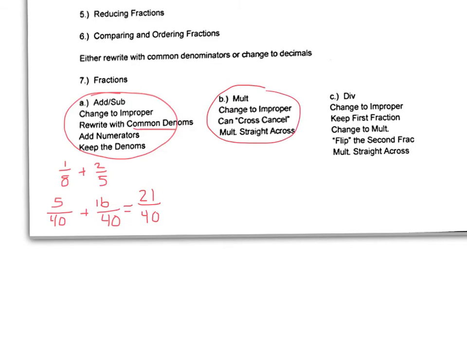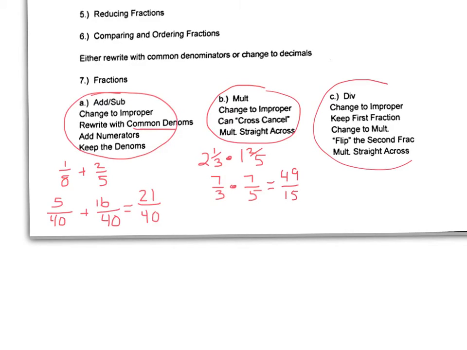Multiplying. You don't need a common denominator. You do have to change mixed to improper. So 2 1/3 times 1 2/5. Change it to improper. 3 times 2 is 6, plus 1 is 7. 5 times 1 is 5, plus 2 is 7. You don't need a common denominator. You just multiply straight across. 7 times 7, 3 times 5. 49/15.